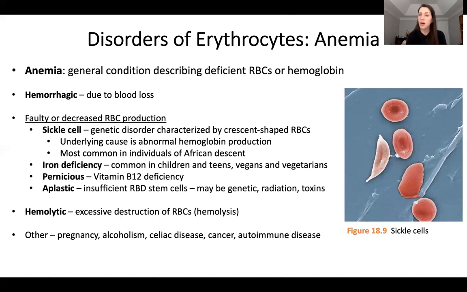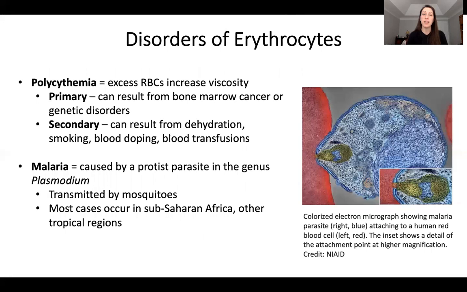And then there are lots of other causes of anemia too. Pregnancy can cause it, chronic alcoholism, celiac disease is another listed cause, certain types of cancer, certain types of autoimmune disease, like rheumatoid arthritis, can also lead to anemia. So lots and lots of different forms, lots of different causes. So just be familiar with a few of those that are listed here, and you should be good to go with those. And then two more disorders of erythrocytes to be familiar with.